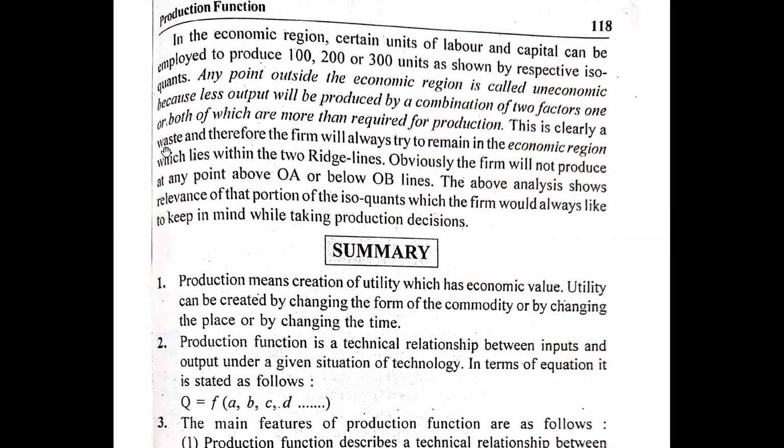This is clearly a waste, and therefore a firm will always try to remain in the economic region which lies within the two ridge lines. Obviously, the firm will not produce at any point above the OA line or below the OB line. The above analysis shows the relevance of that portion of the isoquants which the firm would always like to keep in mind while taking production decisions.